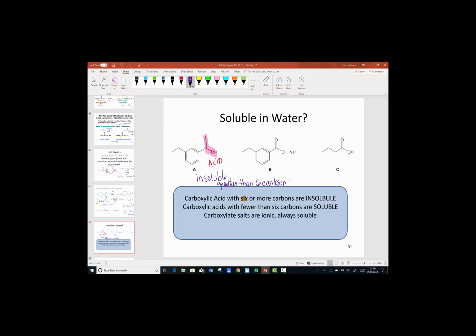How did you label the second? We have this O negative, Na plus. You recognize that as a salt, and salts are always soluble. And here we have a carboxylic acid, but the number of carbons is less than 6, so this is also soluble.